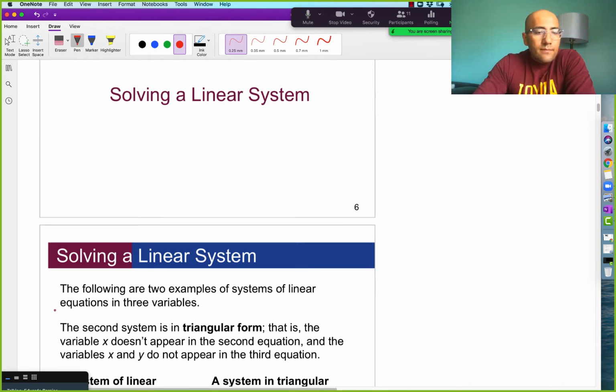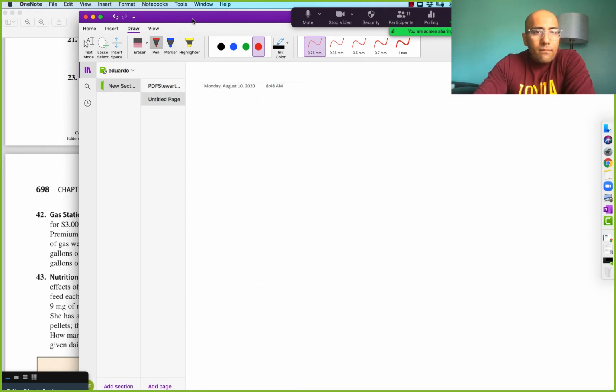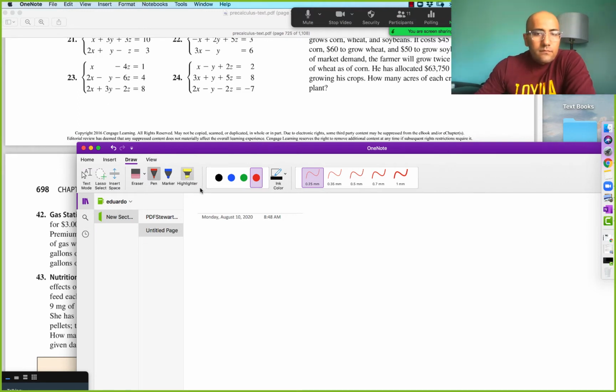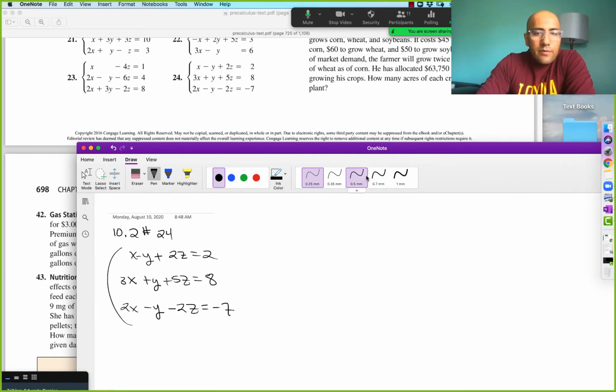So let's see. x minus y plus 2z equals 2, 3x plus y plus 5z equals 8, and 2x minus y minus 2z equals negative 7. Okay, so here's our system that we want to solve.